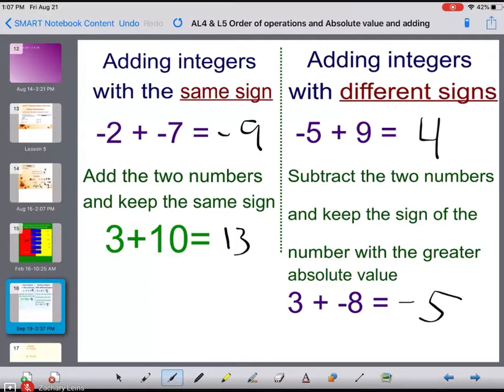You can also just picture a number line and think: if you're starting here at negative 5, move 9 units towards the positive end, and you're going to end up at positive 4. Also think about it, same thing here. If you're starting at positive 3 and then you move 8 units towards the more negative end, then you're going to end up at negative 5. So a couple of different ways to think about that.